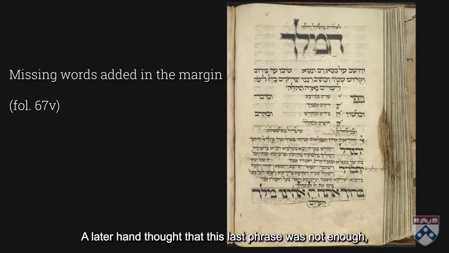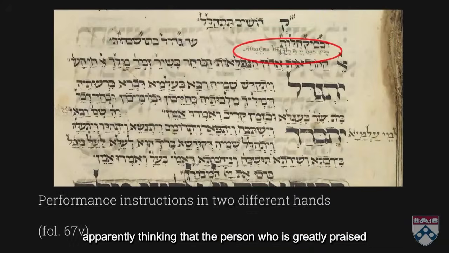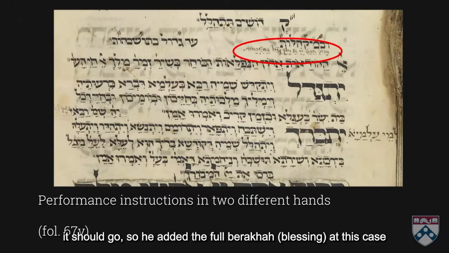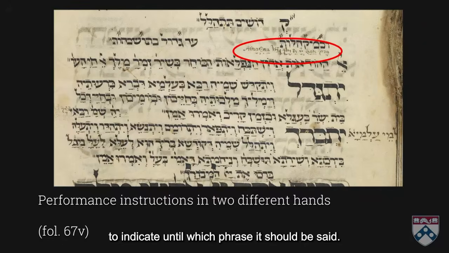A later hand thought that this last phrase was not enough, apparently thinking that the phrase "greatly praised" is not enough of an indication where in the liturgy it should go. So he added the full bracha in this case to indicate until which phrase it should be said. He didn't write the full text out. He just needed the end to make sure that this is where the transition is back into the written text that we have.